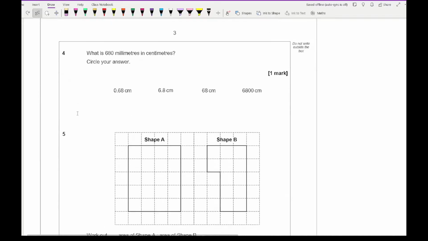Looking at question 4, it says what is 680 millimeters in centimeters? Well, all I need to do for that is simply divide by 10. In other words, move the decimal point one place in, so that becomes 68 centimeters.